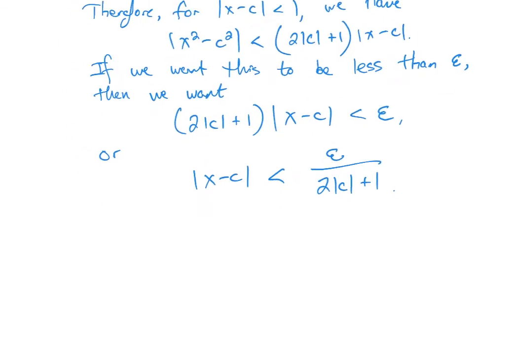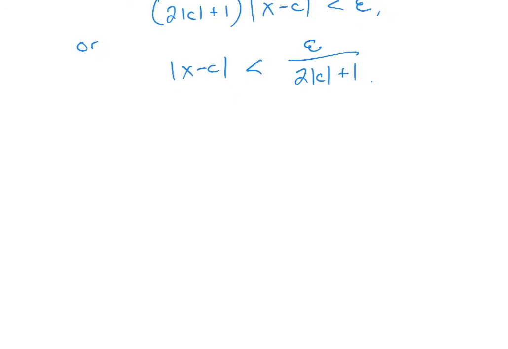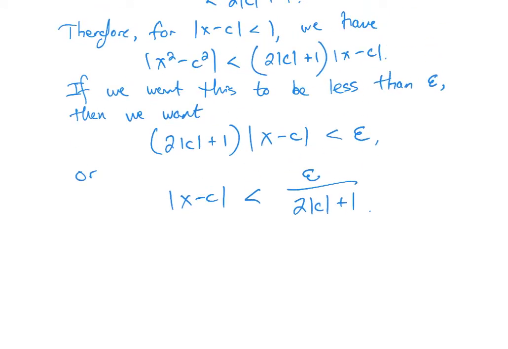Dr. Batter? Yeah. How do we know that epsilon over 2 absolute value c plus 1 is less than 1? That is a good point. We don't. We're going to need to insist on that. Then wouldn't it not work for all epsilon? You'll see.